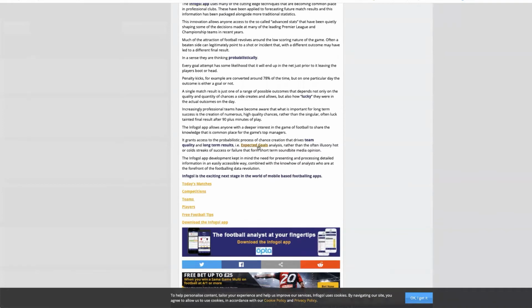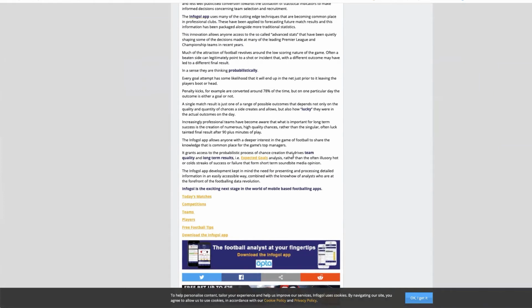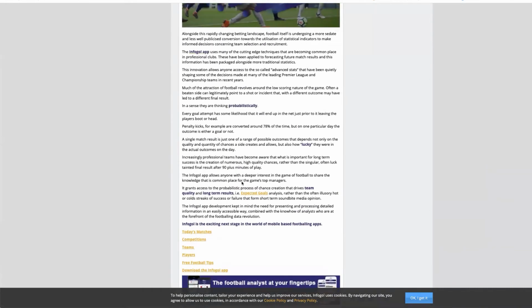I don't rate expected goals at all. Expected goals is complete nonsense, so don't even bother looking at that. I've seen a lot of proper professional football traders that just laugh when you mention expected goals analysis. It's just irrelevant. Some of you might love it, so if you love it, by all means, use it. But I don't rate it.